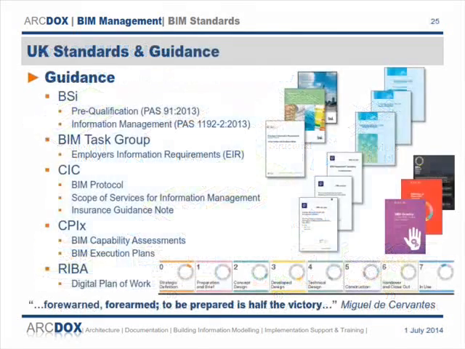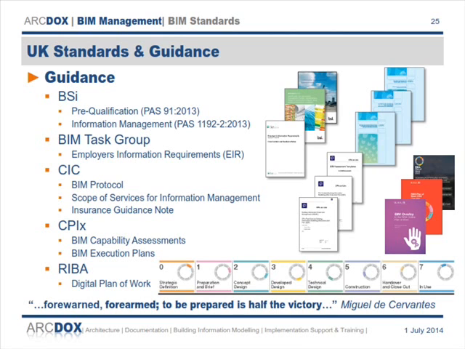So the guidance documents that exist, and the ones we're going to look at, are some British standards documents, PAS 91 and PAS 1192. Documents that are published by the BIM Task Group on defining the employer's requirements for the projects. The Construction Industry Council publications on a BIM protocol, that's a sort of contractual document. Scope of service for information management, guidance on PI insurance, and a couple of CPIx template documents for capability assessments, assessing people's capability to deliver BIM, and BIM execution planning.